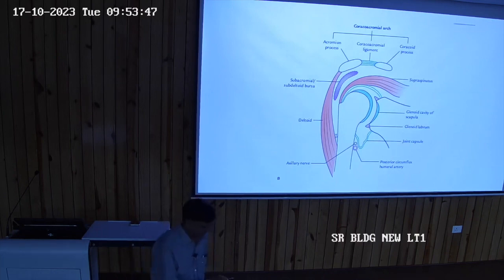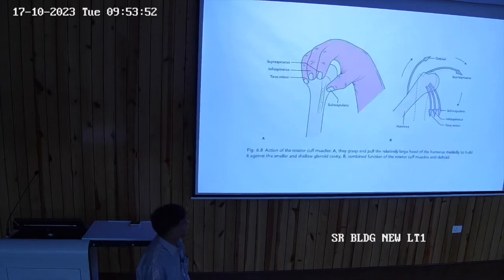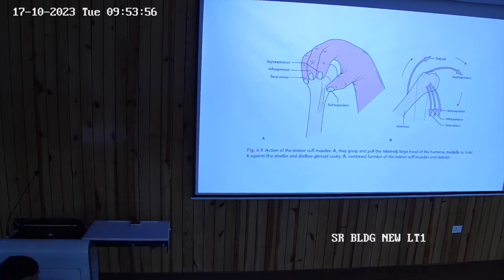Let's see, what is the first factor? Rotator cuff. Look at this diagram. This is the head of humerus. The head of humerus is grasped by the rotator cuff. The fingers are showing the rotator cuff: supraspinatus, infraspinatus, teres minor, and this is subscapularis.